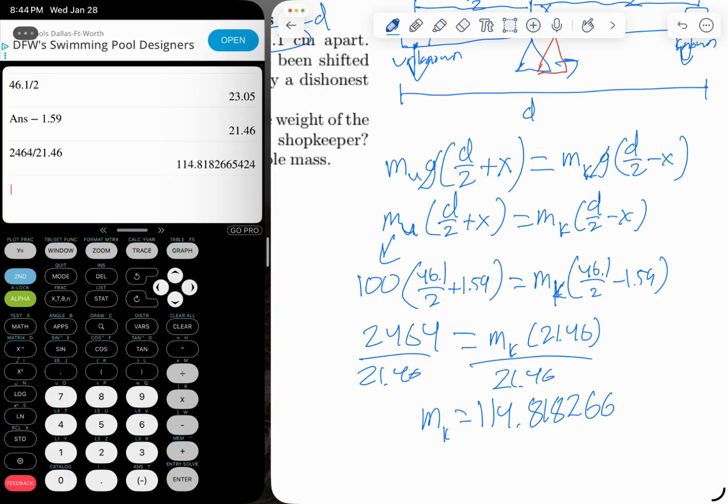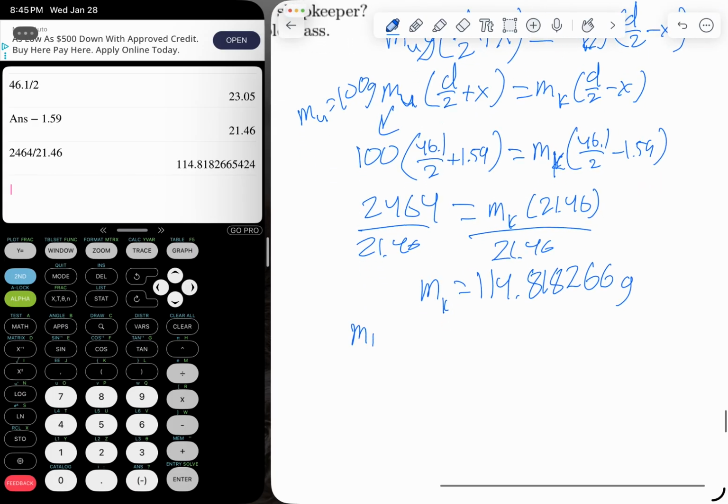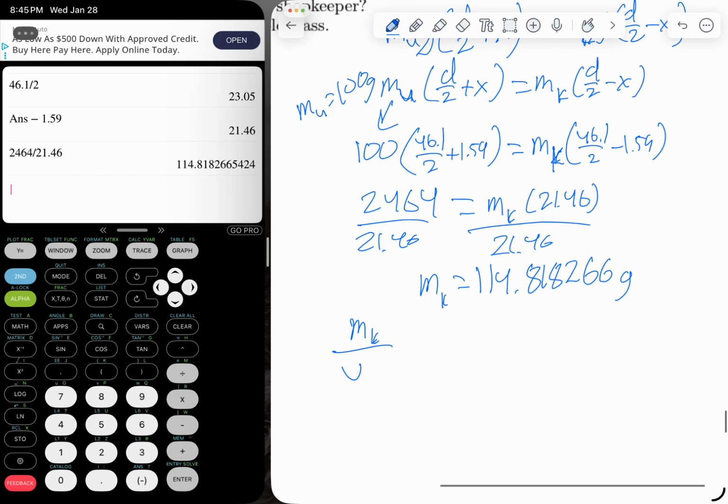The units don't really matter. Let's say it's grams, so my unknown mass is 100 grams. That means my known mass is about 114.81. If you do your known mass divided by your unknown mass, that's the fraction getting ripped off. You can convert that to a percent, so you multiply that by 100, and that is how much the shopkeeper is ripping off the person.